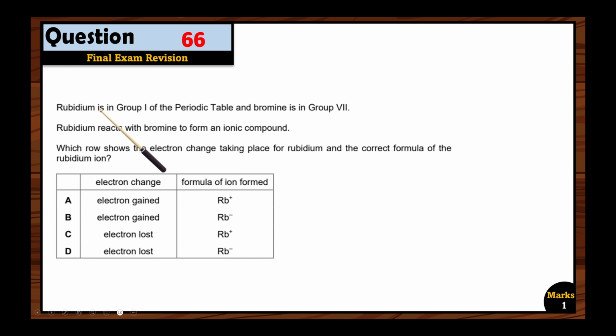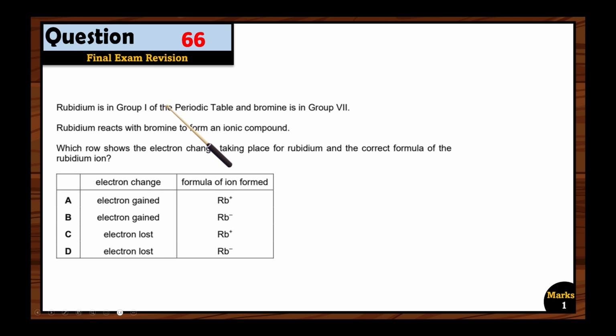Question 66. Rubidium is in group 1 of the periodic table and bromine is in group 7, right? So now they will make an ionic compound. Rubidium reacts with bromine to form an ionic compound. Which row shows the electron change taking place for rubidium and the correct formula of the rubidium ion?